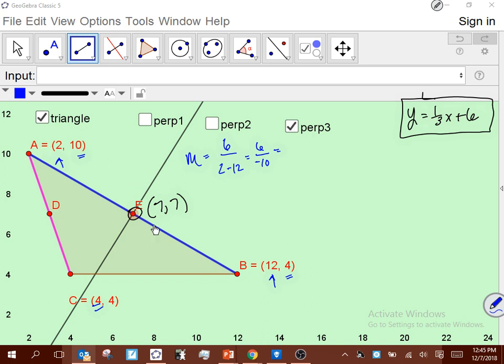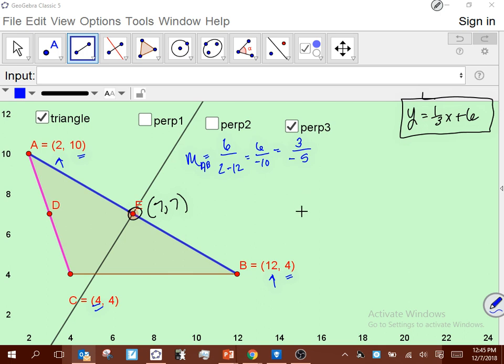We're finding the slope of the blue line AB, yes. So 6 divided by negative 10. 2 goes into that, right? And 2 goes into 10. So the slope of the blue line is negative 3/5, right?